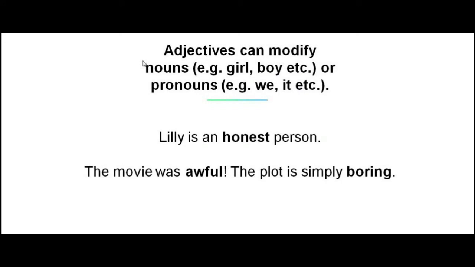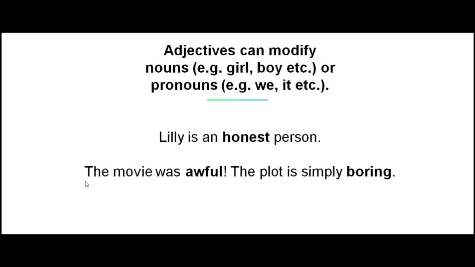Remember that adjectives can modify nouns, for example, girl, boy, etc. Or pronouns, for example, we, it, etc. Now let's have a look at the examples below. Lilly is an honest person. Note that the adjective honest modifies or describes the noun person.